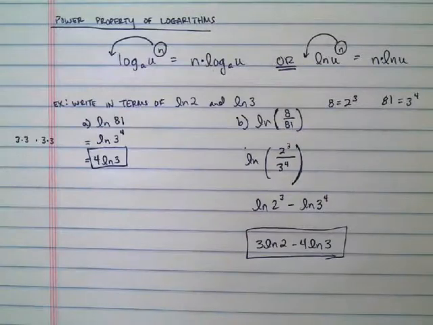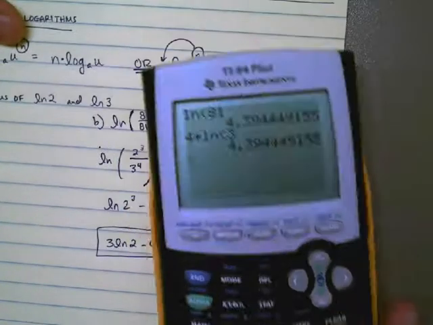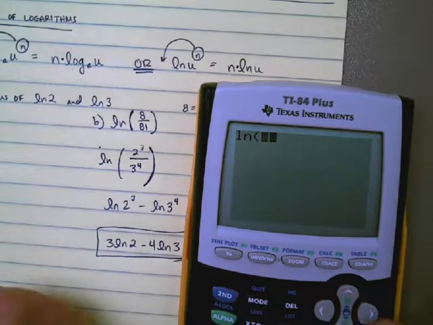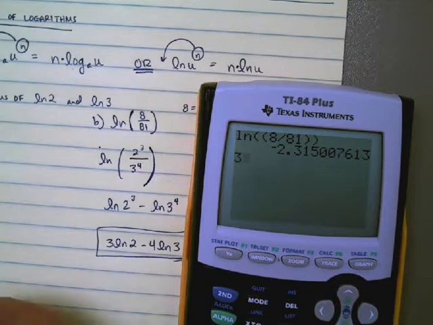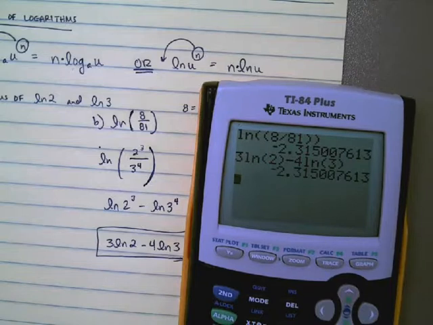If I want to check this, I can just go back to the calculator and say, okay, here we go. I've got the natural log of 8 over 81. That's negative 2.315. If I take 3 times the natural log of 2 minus 4 times the natural log of 3, I get the exact same thing. So I know that I did the problem correctly.